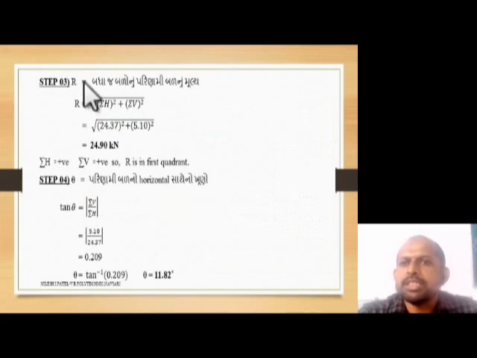My step number 3 is, if you find out sigma h and sigma v, then you have to find out the magnitude of the resultant, as I already explained in resolution of forces, and in that topic we used the formula for finding the resultant force. R is equal to under root sigma h square plus sigma v square.